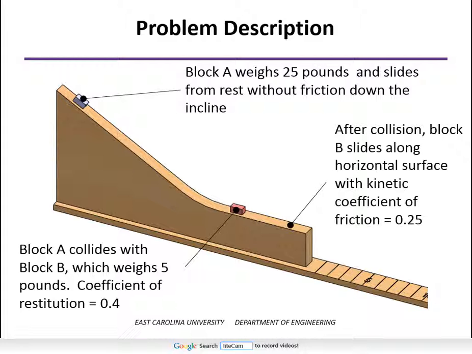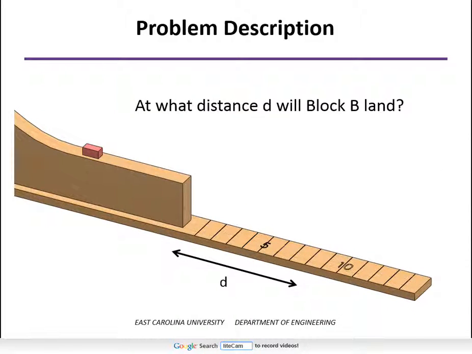After the collision, this block B will slide along with a coefficient of friction, in this case kinetic coefficient of friction of 0.25, and when it gets to the end of the ramp it will become a projectile and land on this lower surface. So what we're trying to find out is how far along will the block B land. What is the distance d here?